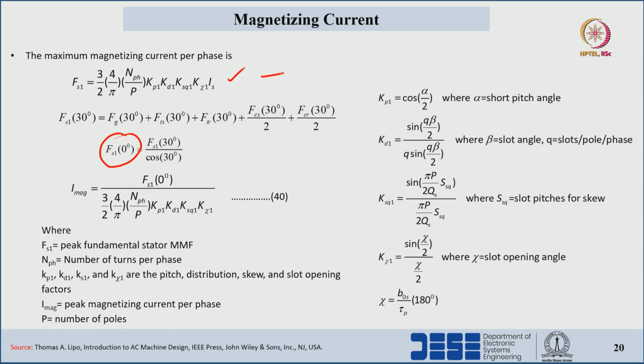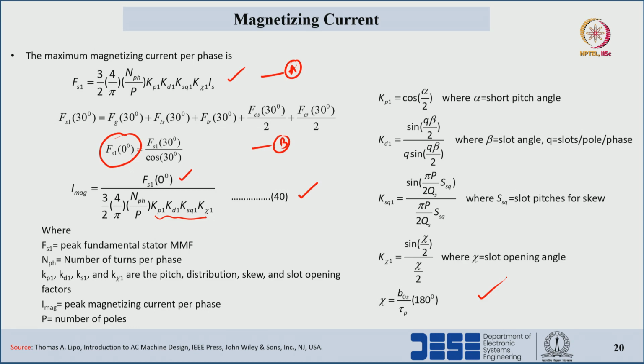By equating equation A and equation B, we can calculate the magnetizing current. The magnetizing current is nothing but MMF by number of turns. MMF we have calculated based upon all the drops at various parts of the machine, and then divided by the number of turns with respect to the winding type, that is 3/2 into 4 by pi into the number of turns per pole into the winding factors. These winding factors are the pitch factor, distribution factor, skewing factor and slot opening factor, which we can calculate based upon these equations.